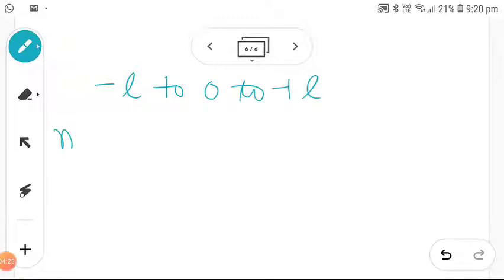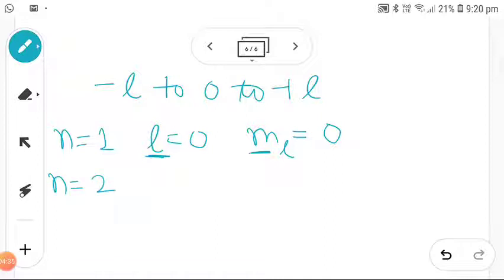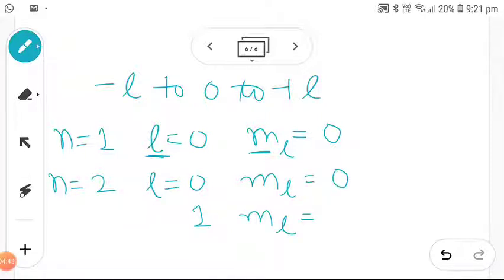Suppose n is equal to 1, l will be 0. You all understood this. The value of ml depends on l, so it is also 0. Now suppose n is equal to 2, then l will be 0 and 1. The corresponding ml for 0 is 0 only. The corresponding ml for 1 is minus 1, 0 and plus 1. Are you clear with this?